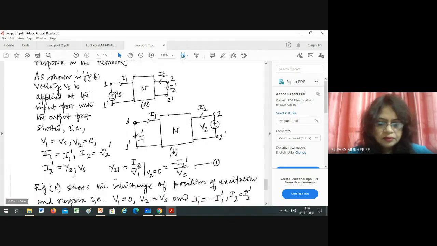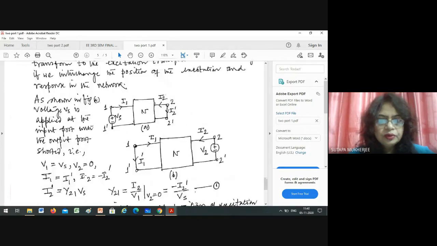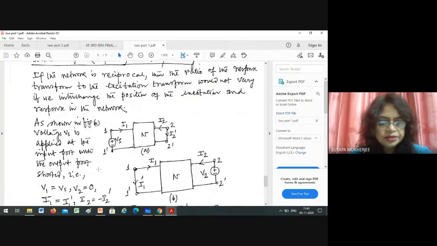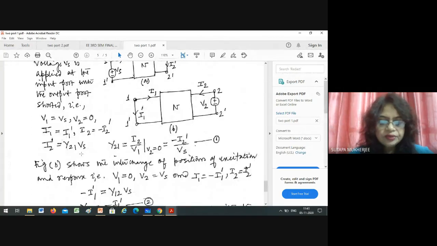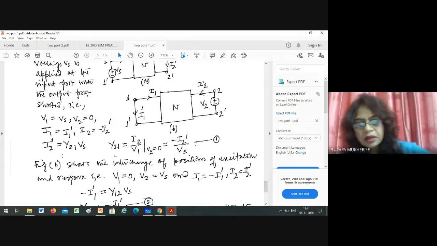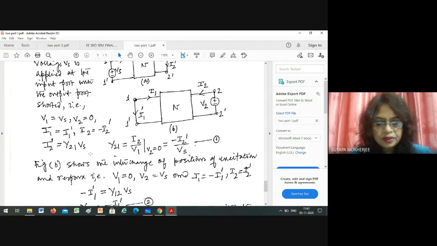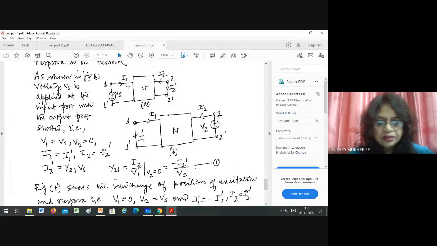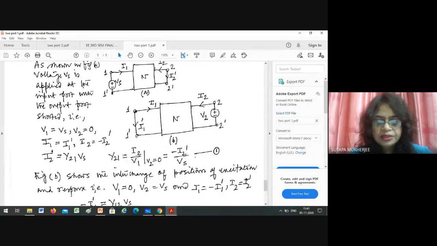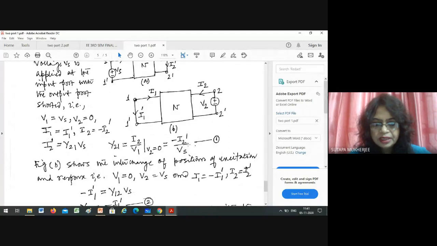Already you know that Y21, this is for admittance parameters, Y21 is equal to what? I2 by V1. Do you remember? Yes, I2 by V1. Here V1 equal to Vs because we have applied Vs here. So Y21 equal to I2 by V1, and I2 equal to minus I2 dash, so put it here: Y21 equals minus I2 dash by Vs.